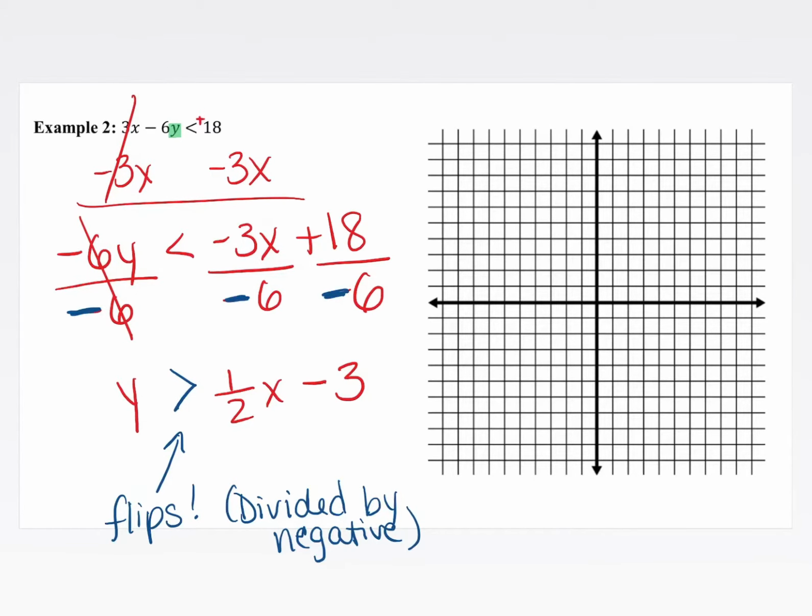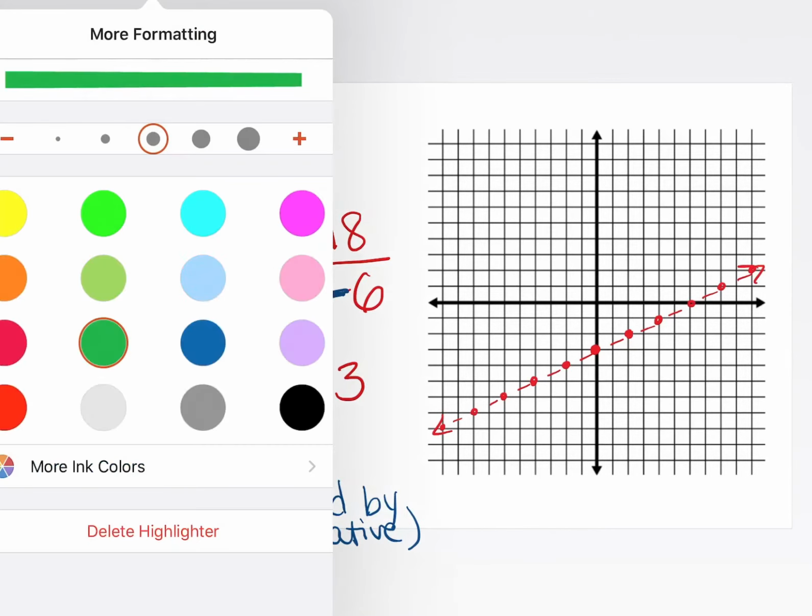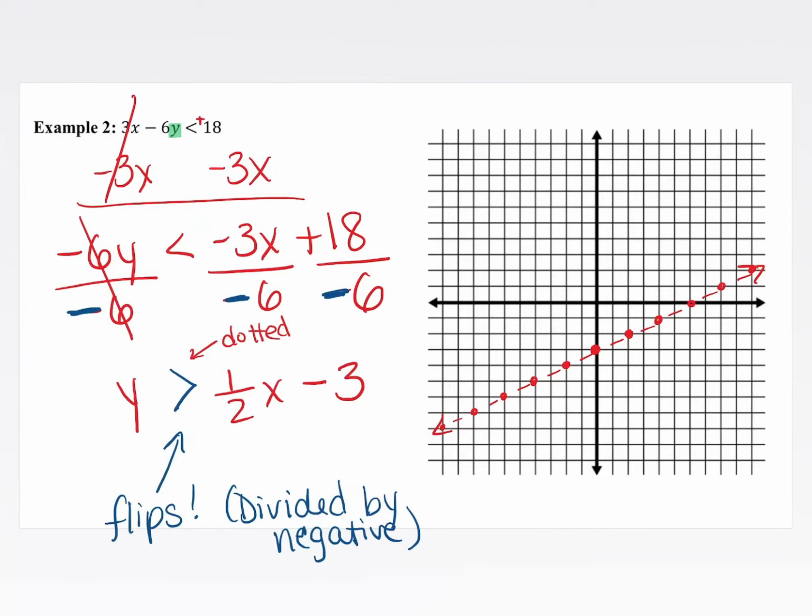So now we can graph this. Our y-intercept is negative 3, and we're going to rise 1, run 2, or fall 1 to the left 2. Now, because this is just greater than, this is going to be a dotted line. And since it's greater than, we're going to shade above.